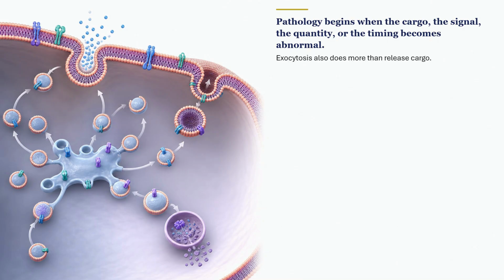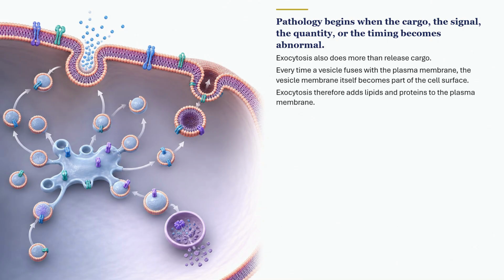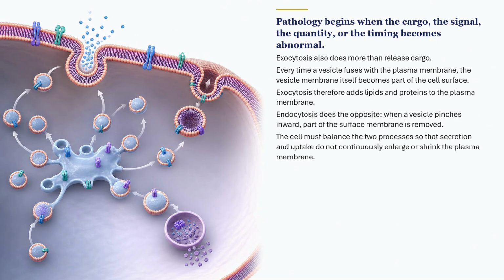Exocytosis also does more than release cargo. Every time a vesicle fuses with the plasma membrane, the vesicle membrane itself becomes part of the cell surface. Exocytosis therefore adds lipids and proteins to the plasma membrane. Endocytosis does the opposite. When a vesicle pinches inward, part of the surface membrane is removed. The cell must balance the two processes so that secretion and uptake do not continuously enlarge or shrink the plasma membrane. The border is maintained through continuous renewal.